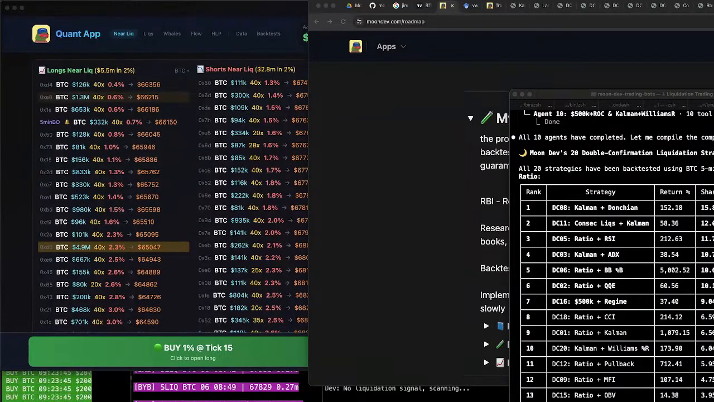So looking at this data here, you can see the return is 152%, but the drawdown's only 1%. That is insane. That's why the Sharpe is so high. Consecutive licks plus Kalman here, 58.3, 58.3, 12.04 Sharpe, 11 Sharpe, 10 Sharpe, 10 Sharpe, 10 Sharpe. Yeah, I would say she's cooking.